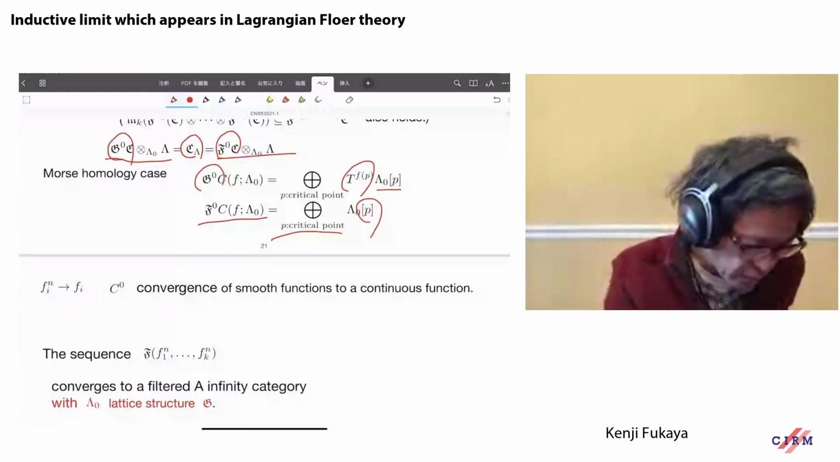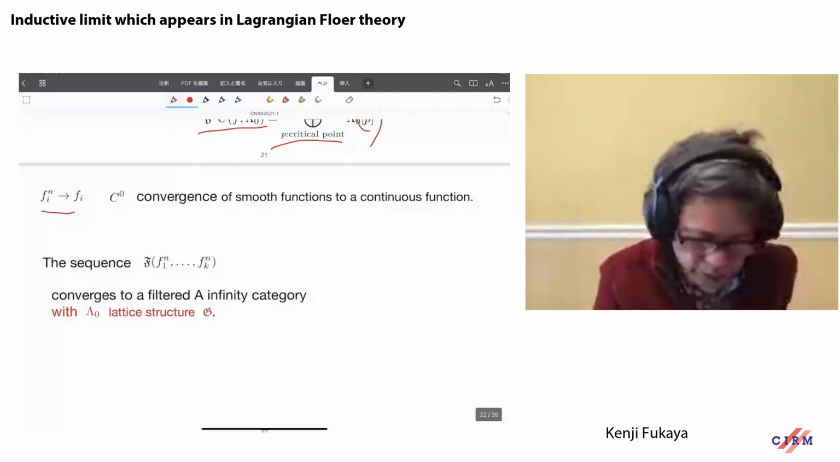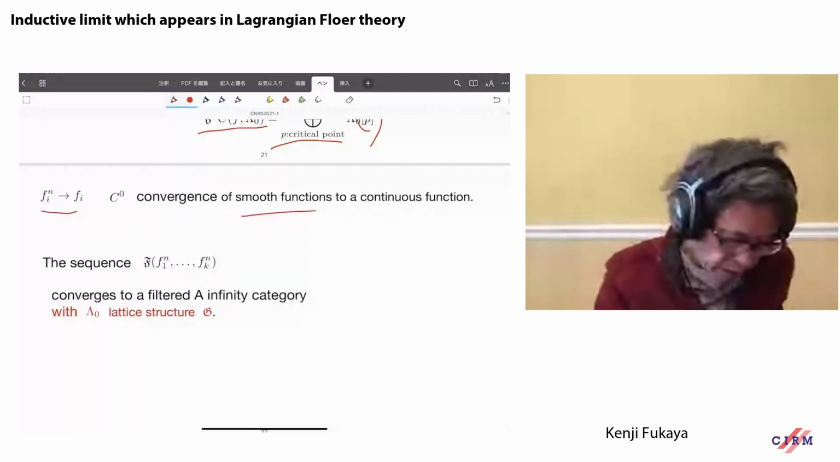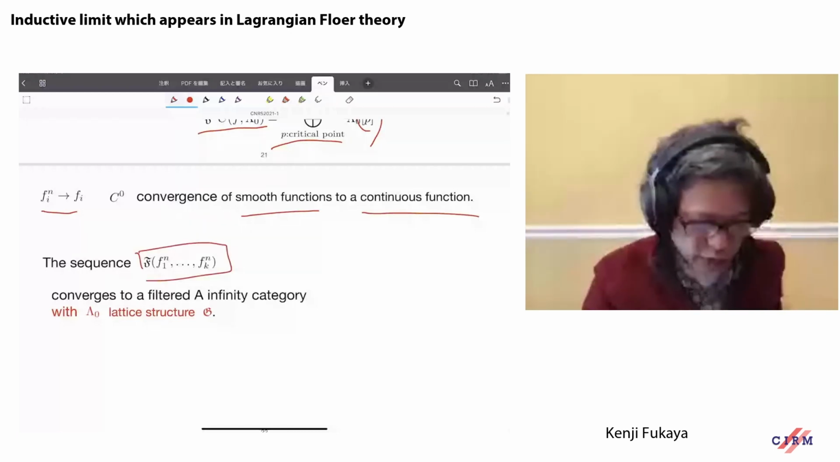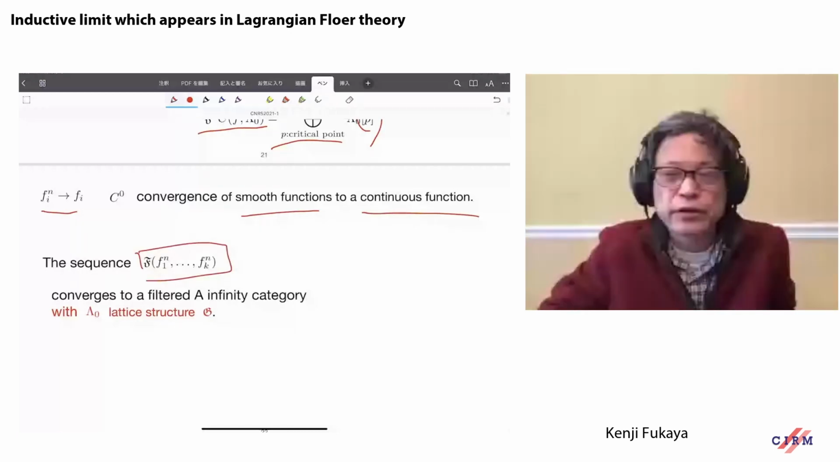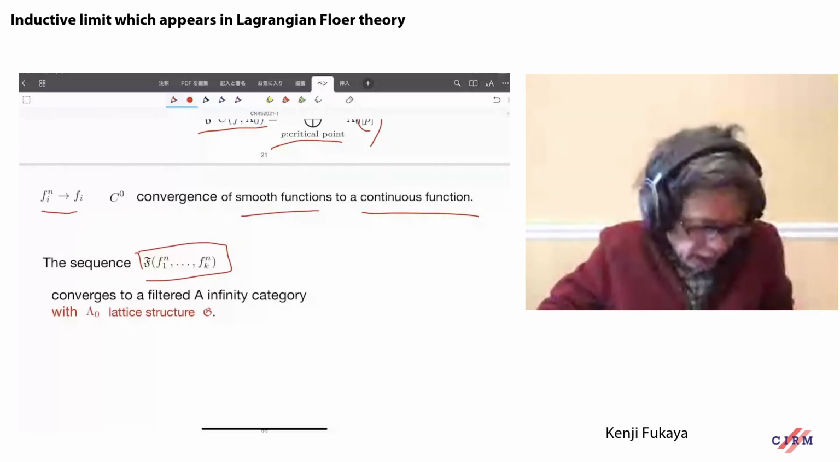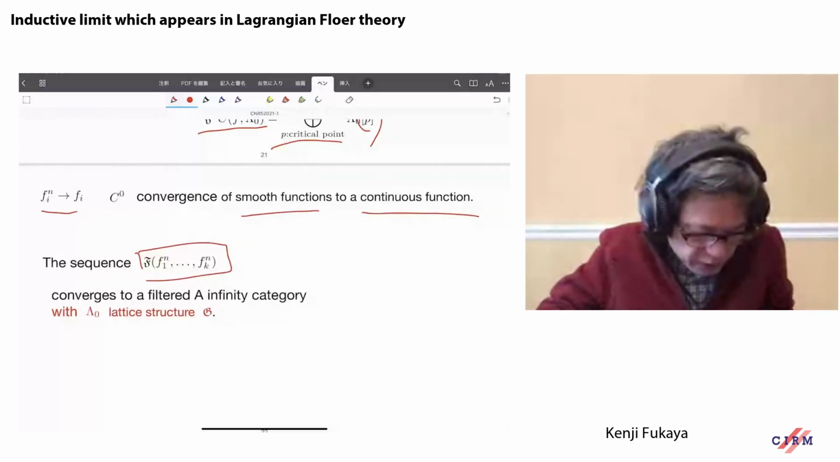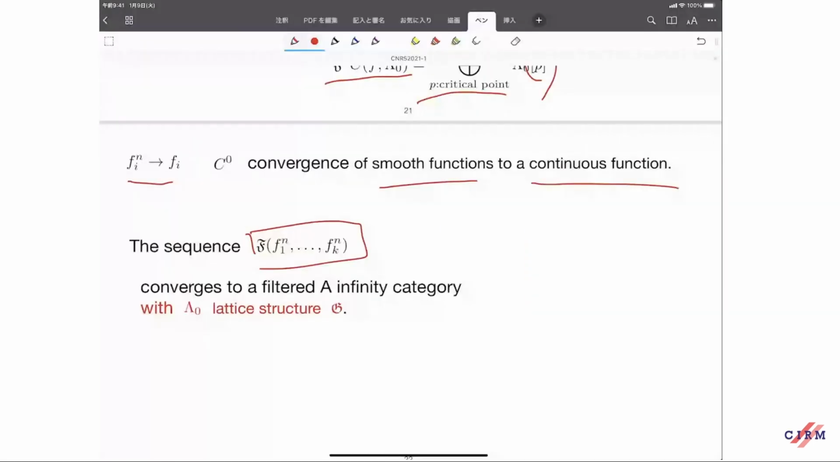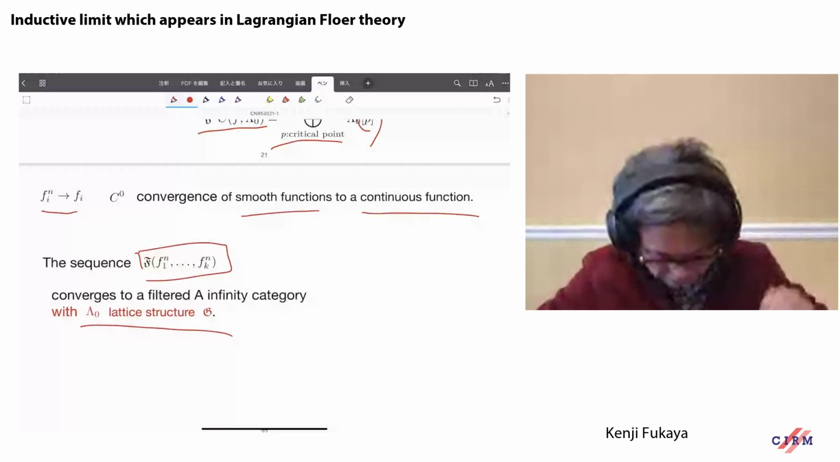And so in the Morse homotopy case, suppose we have this C^0 convergence of smooth functions to a continuous function. Then we consider this sequence of Morse homotopy infinity categories, which have two filtrations, F and G. And this one converges to this Morse homotopy filtered infinity category with this lambda 0 lattice structure. So that is a more precise statement in Morse homotopy cases.